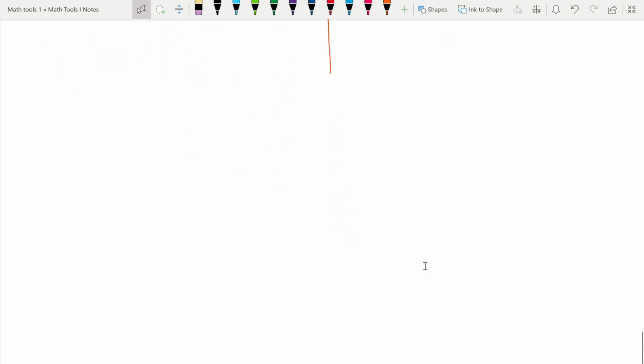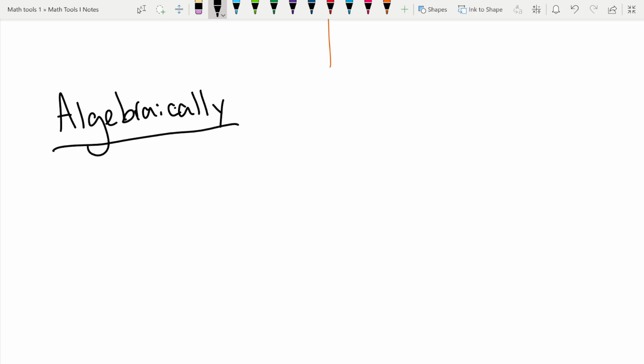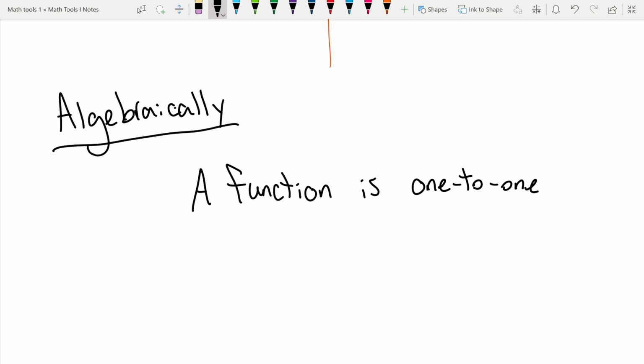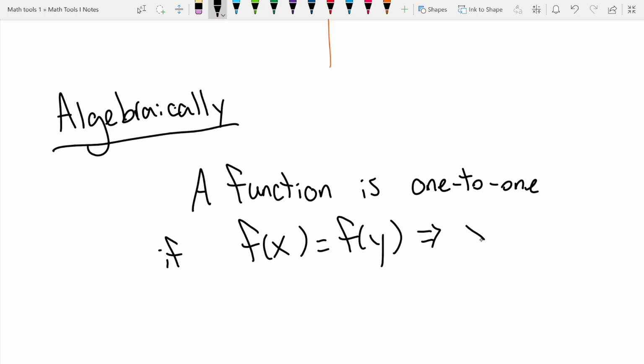Okay, so now algebraically, to do this, we really need to think about the technical definition of what it means for something to be one-to-one, which is that a function is one-to-one if f of x equals f of y implies x equals y. Okay.